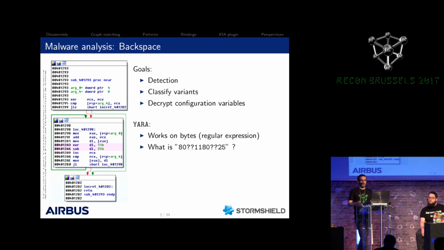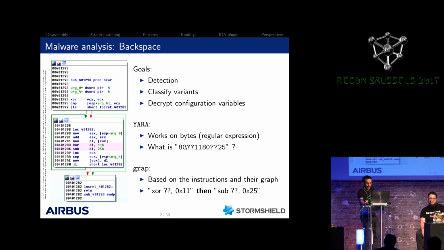Yara works on bytes, so you will write regular expressions on bytes, and so it will look like the following expression. In order to detect the XOR with then the sub, you will say, okay, I need the byte 80, then I need any byte, then I need the byte 11, which is the argument here of the XOR, then I need the byte 80, then any byte, then the byte 25, which is the argument of sub. But this way of matching a signature is not really easy to read.